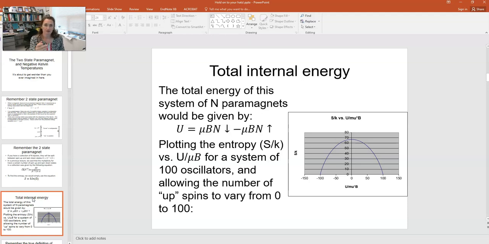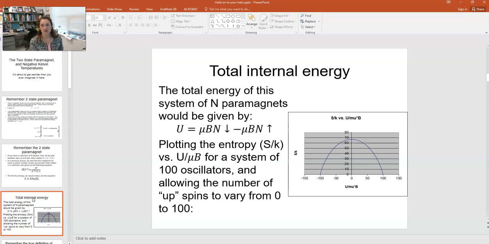Now, let's also think about what the total energy of a system would be that has N dipoles, with N up being the number that are up and N down the number that are down, okay? So if we accept the premise that the energy of an anti-parallel particle is mu B, and the energy of a parallel particle is minus mu B, then your total internal energy for the system would be mu B times N down minus mu B times N up. And that would give you your total energy for your two-state paramagnet system.